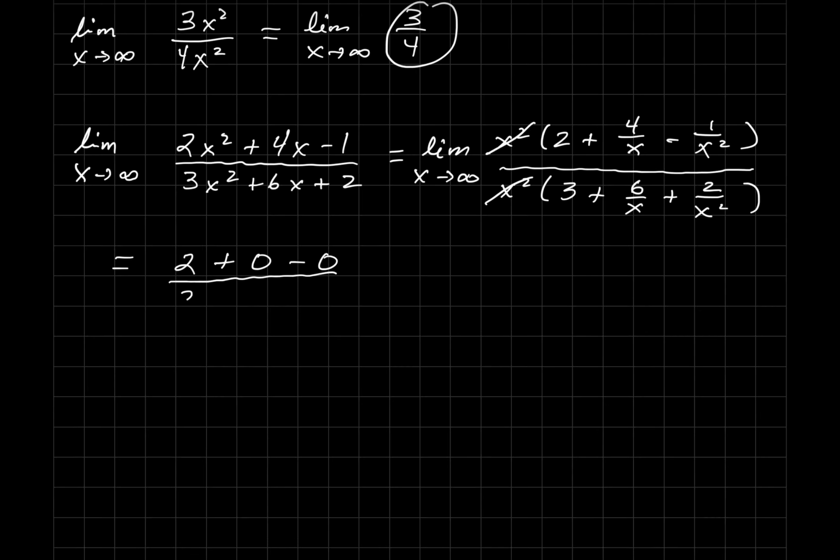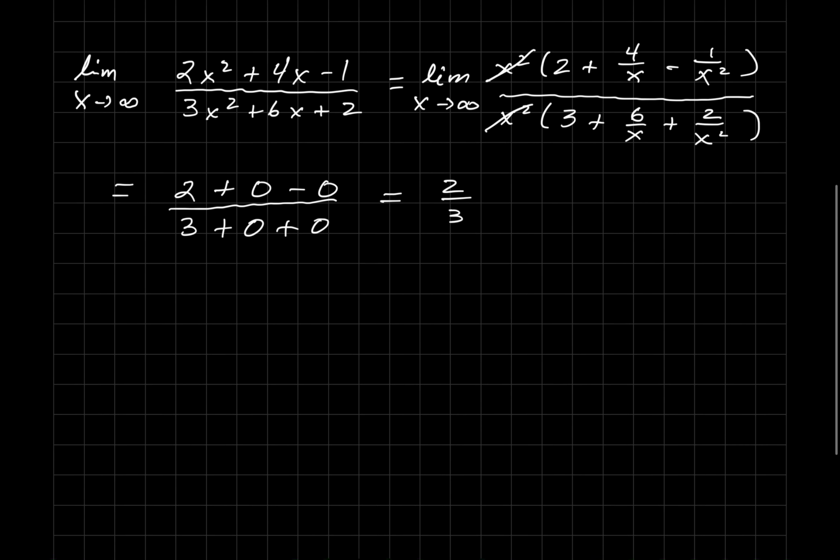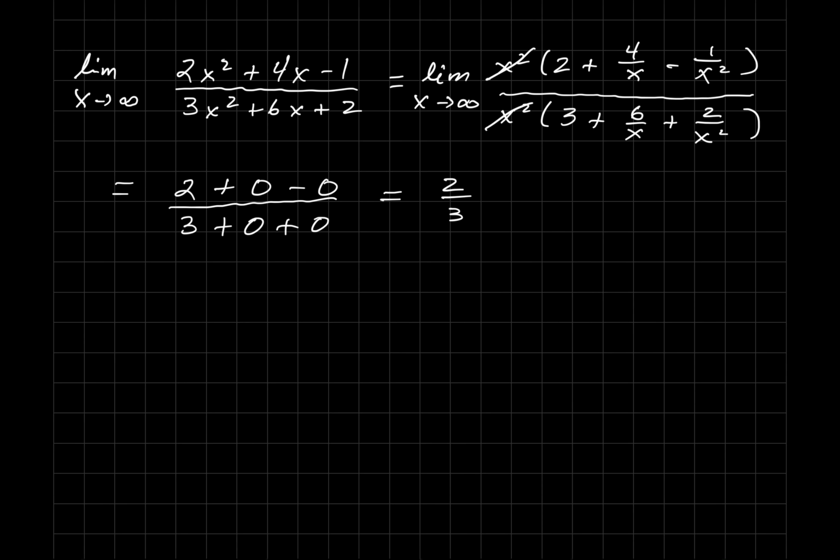And then when we plug in, we get 2 plus 4 over infinity, very close to 0, minus 1 over infinity. And on the bottom, we get 3 plus 0, which is 2/3. So the thing that I want you to get out of this is that at infinity, the highest power is all that matters, top and bottom.